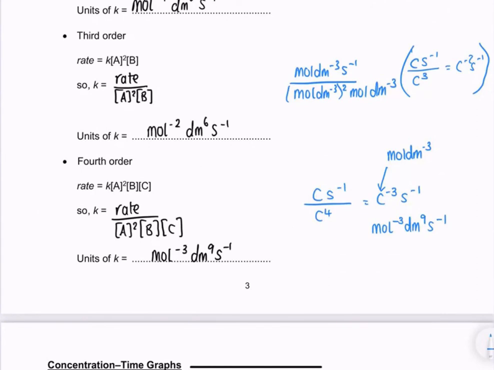So that's the end of this short video on the idea of the rate equation. Over the rest of this pack we'll be building up lots more information on this rate equation.